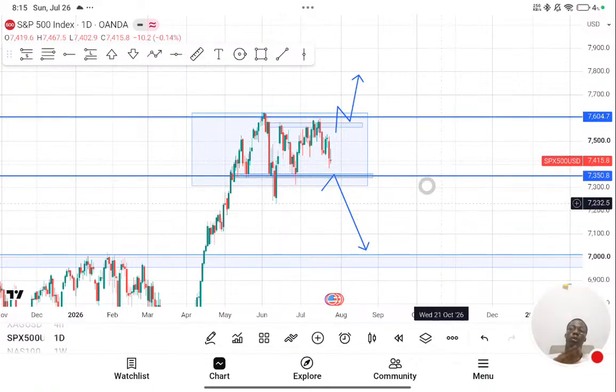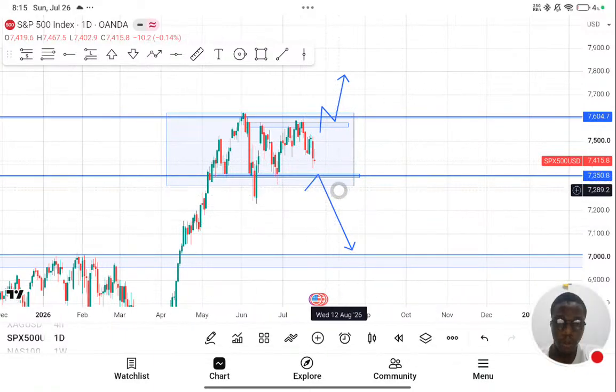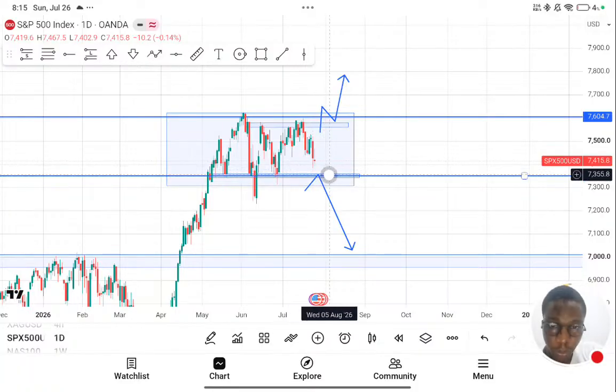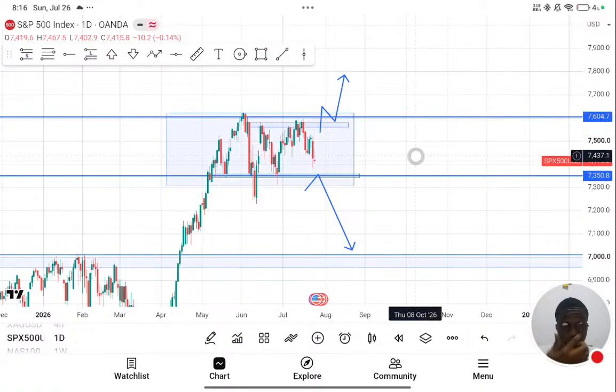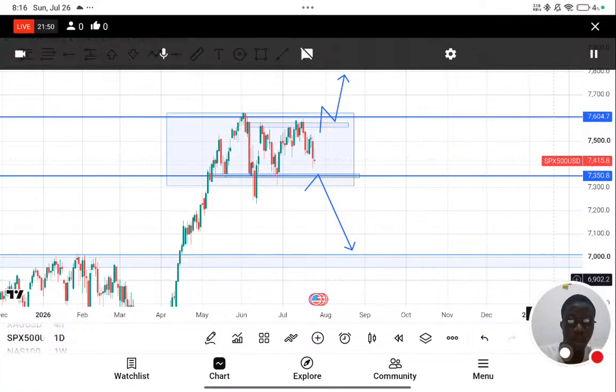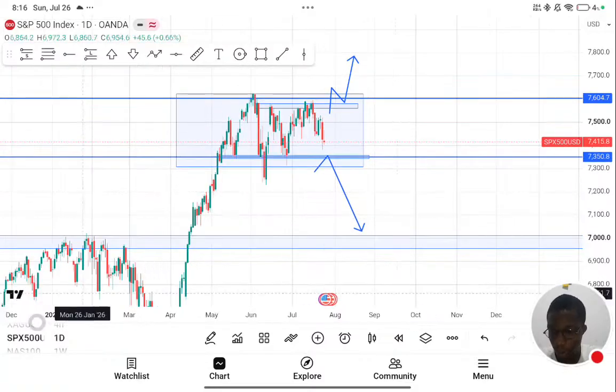Level. So this is the range where prices, so you should be looking to buy more from this side. It's around 7,350. Anytime price is around the range of 7,600, you should be looking to sell. Simple.